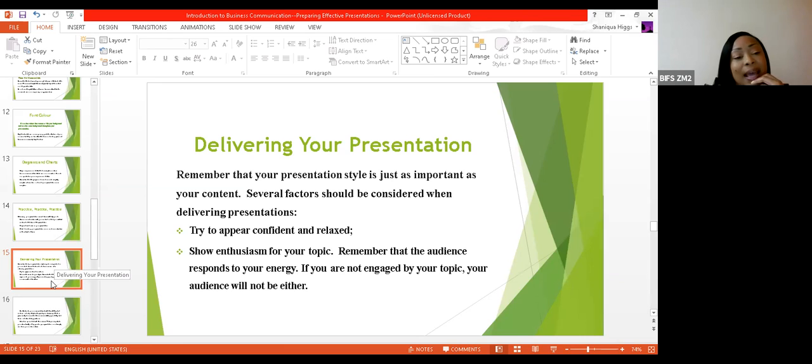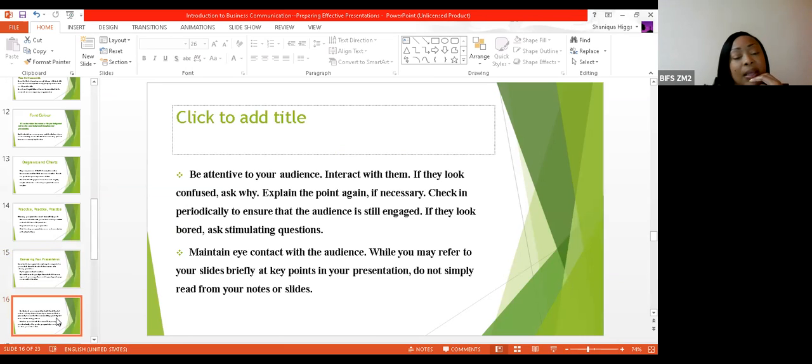And then interact with your audience. So if you are delivering a presentation and you see people looking back at you and they're confused, ask questions of your audience. Or if you see them looking bored, try to stimulate them in some way. Make your presentation as interactive as possible. If possible at that point, ask them questions to get them involved or engaged.